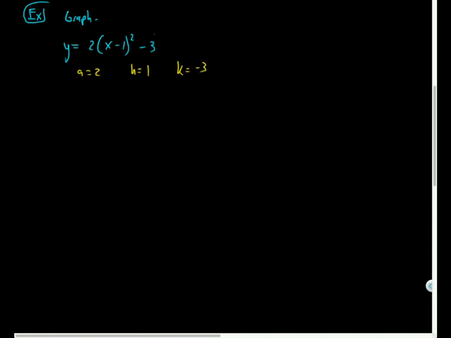So let's see, what do I know about this? I know that it opens up because a is positive. I know that it's a stretch by a factor of 2, right? Because the absolute value of a is greater than 1, is the way we described that earlier. I know that the vertex is going to be at 1, -3.